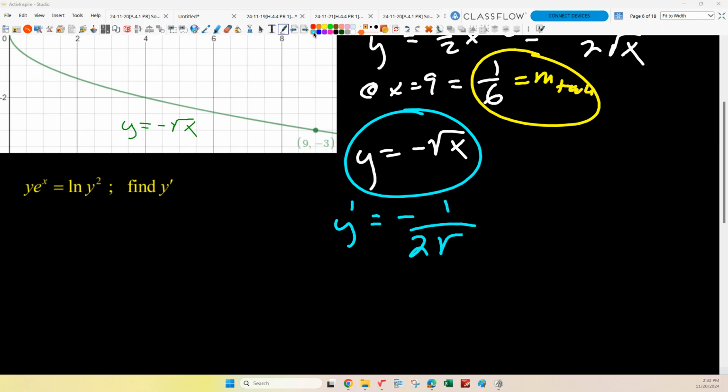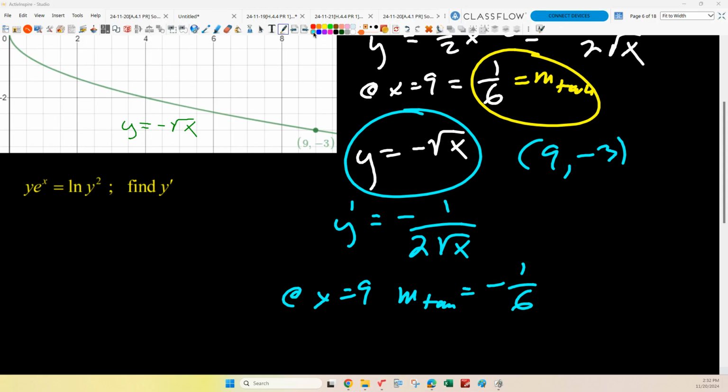Yeah, just that, isn't it? Right? Negative 1/2 x to the minus 1/2. So at x equals 9, the slope of the tangent is just negative 1/6, isn't it? Right? And what's our point going to be that we're using on this function? If I plug 9 into that function, I get negative 3. So there's my point of tangency, right?